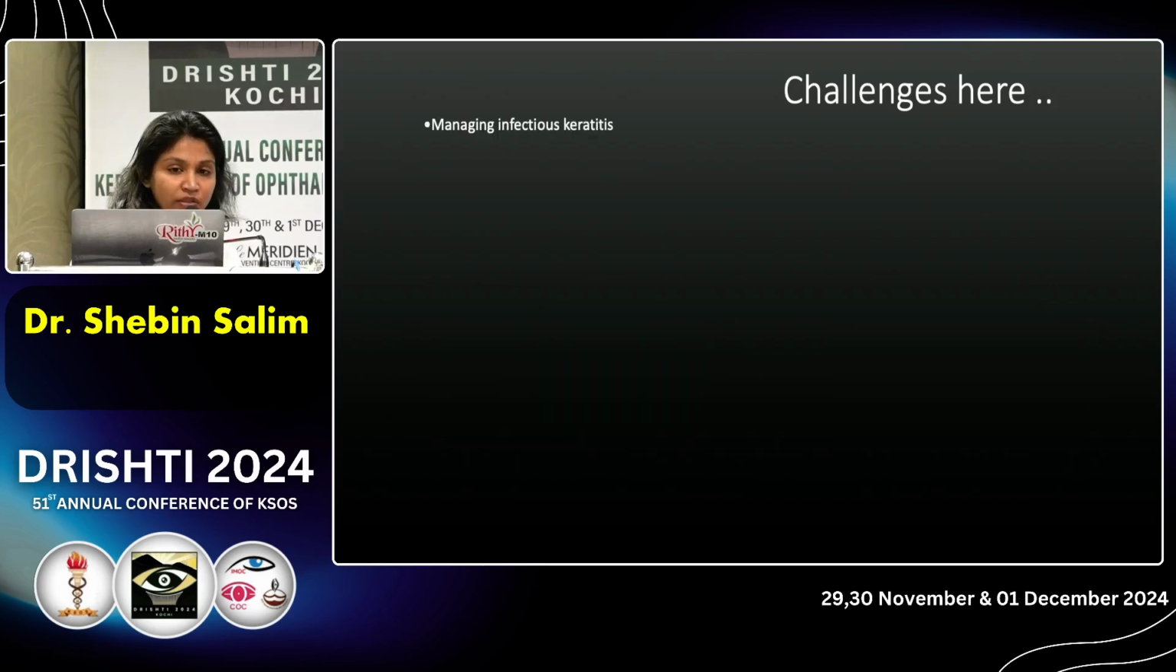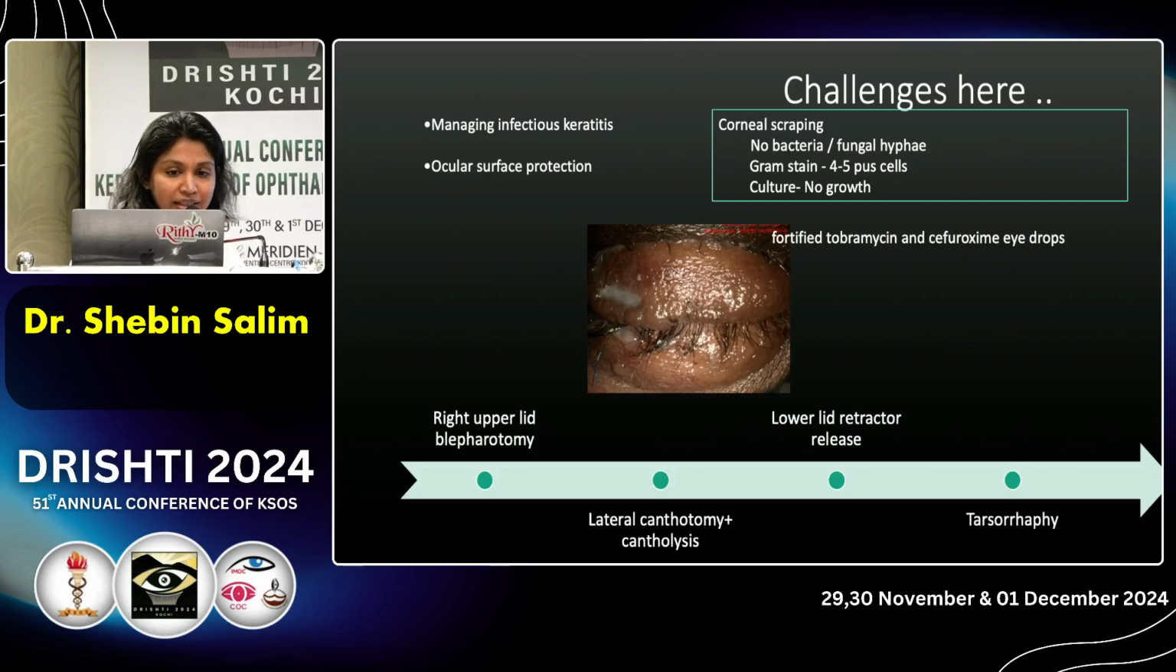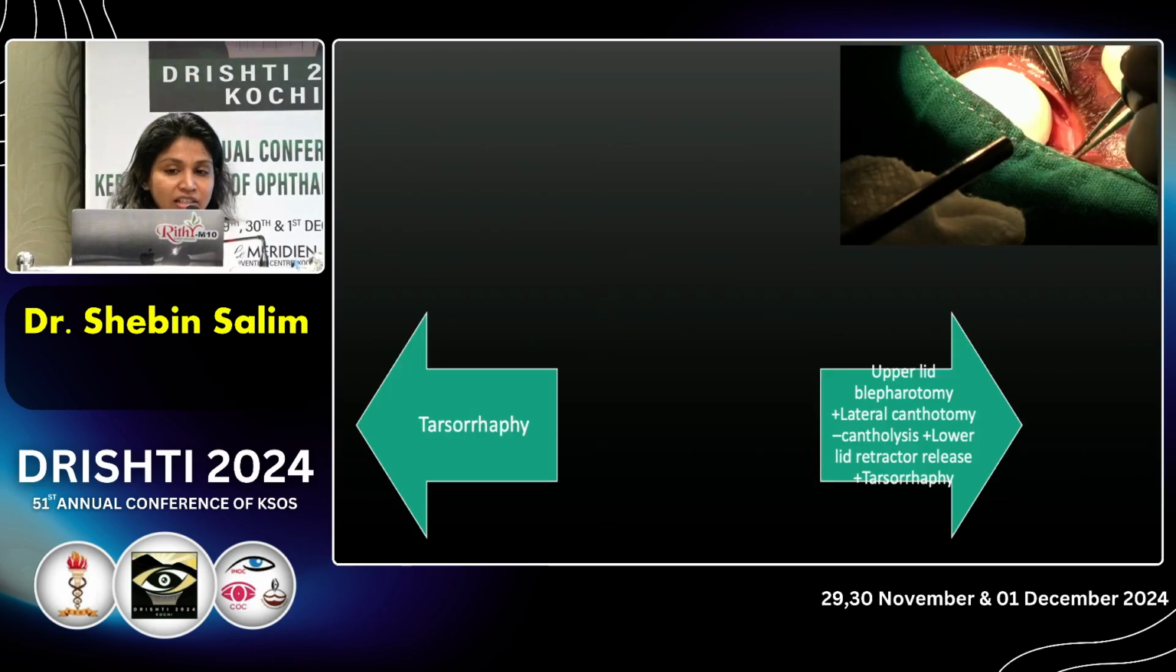The first priority was managing the infectious keratitis. The corneal scraping was done, which did not reveal any organism. He was started on empirical treatment. For the ocular surface protection, we did a right upper blepharotomy with lower lid retractor release, lateral canthotomy, cantholysis and tarsorrhaphy. For controlling the orbital inflammation, he received 1 dose of injection dexamethasone followed by low dose oral steroids and later systemic immunosuppression once the corneal ulcer started healing.